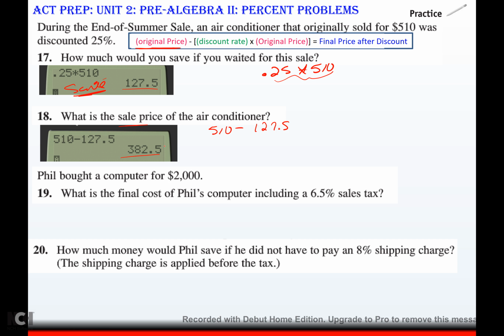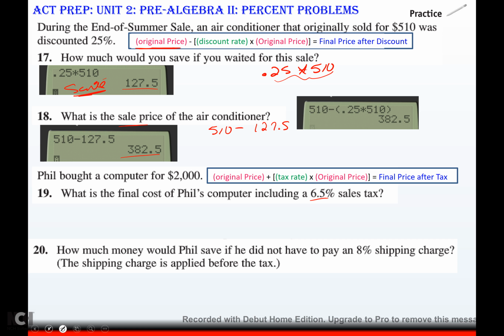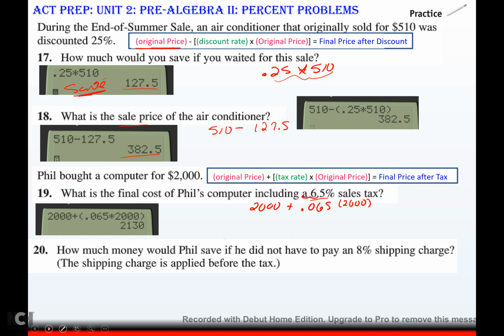Phil bought a computer for $2,000. What is the final cost of Phil's computer, including a 6.5% sales tax? So I have his sales tax formula. Sales tax is the original plus the tax rate times the original. So my original is 2,000 plus 0.065 of the cost, which is $2,000. So if I type that in, I get 2130.